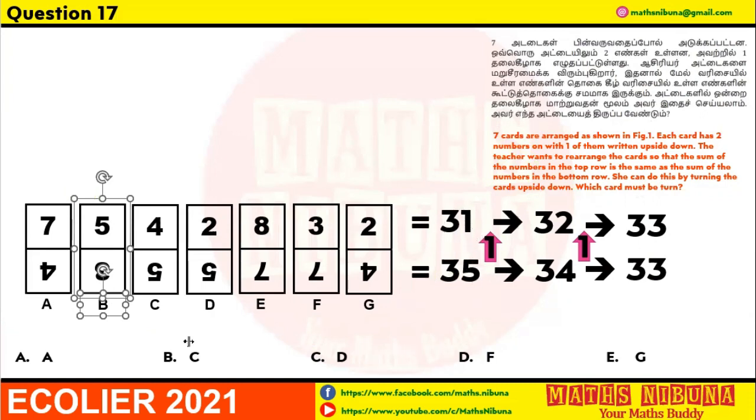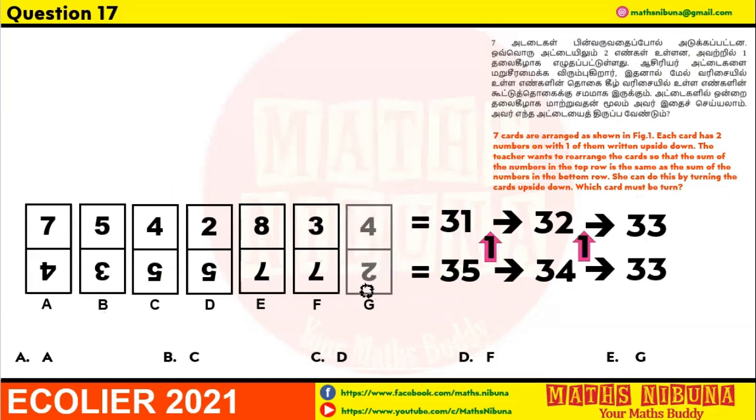So this one cannot. Look at 3, 5 and 4: the difference is 1, so cannot. 5 and 2, the difference is 3, cannot. 7 and 8, the difference is 1, cannot. 3 and 7, the difference is 4, cannot. 2 and 4, the difference is 2. So this can, and this is the bigger number, so this is more suitable.